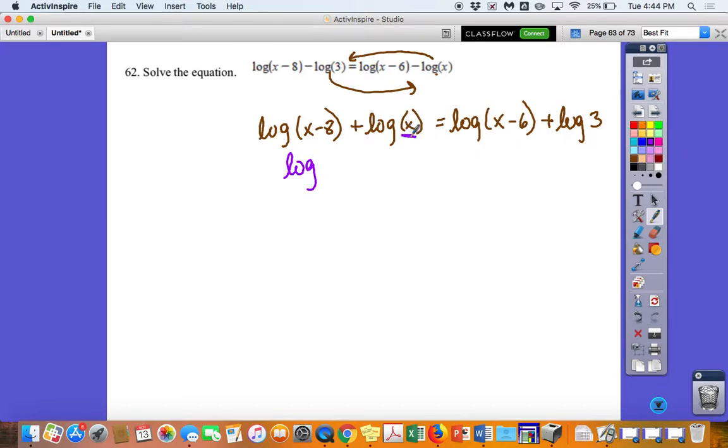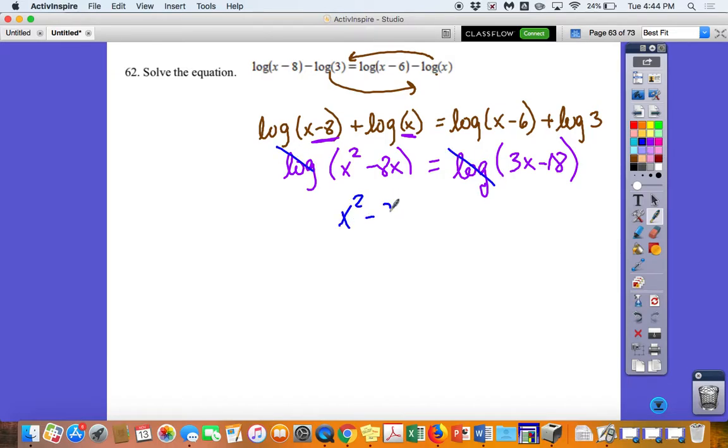But I do need to multiply these two. So let's just go ahead and multiply them together. That's x squared minus 8x. Using parentheses is wise there because you've got a binomial. All right, same thing here. I've got log, and then I've got to distribute, so that's going to be 3x minus 18. And again, using parentheses is wise. These logs cancel. So you've got x squared minus 8x equals 3x minus 18.